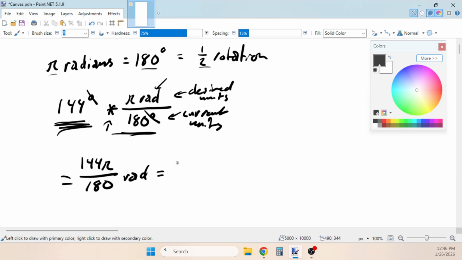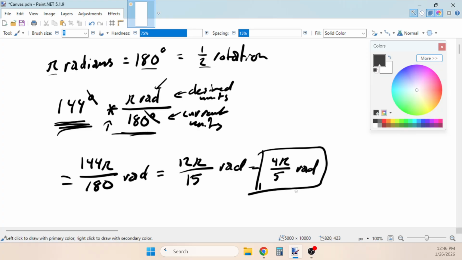Looks like I can cancel a 4 from the top and bottom. So actually, I can probably cancel a 12 from the top and the bottom. So let's see. If I cancel a 12 from the top, I get 12 pi. On the bottom, I cancel 12 and I get 15. And I can cancel another 3 out of this. So I get 4 pi over 5 radians. This is the same angle as this. It says converting back and forth between these.